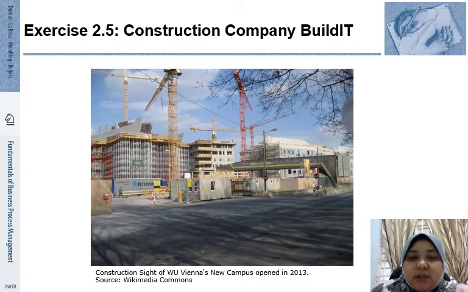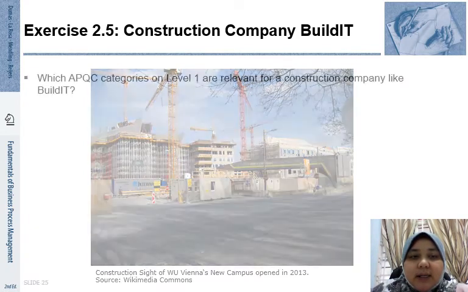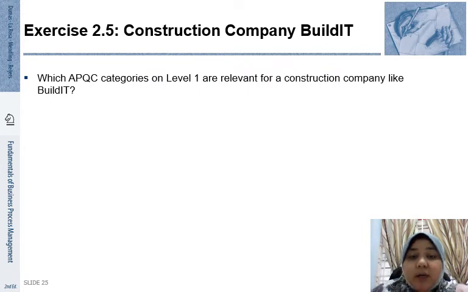Yang ini construction, dia masih menggunakan build IT ni. Yang ni ada dalam textbook. Which APQC categories on level 1 are relevant for construction company like build IT? Sekarang ni dia nak kamu come up with the contoh yang nak bagi ialah construction company. Bagaimana kamu nak come up with the level 1 punya architecture? Process landscape model tadi itulah. So, mana-mana company yang kamu pilih untuk lihat untuk projek nanti, maka kamu kena identify dia punya process landscape model.